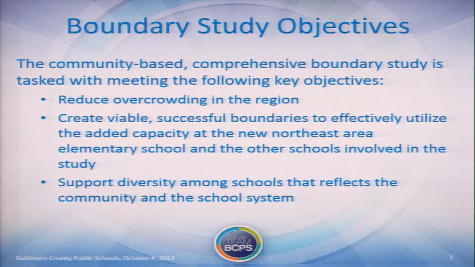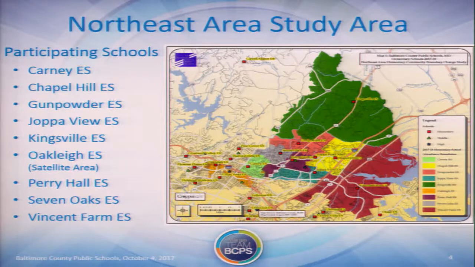So again, just wanted to review the overall objectives because they're very important. Our overall objectives on this process are to reduce overcrowding in the region and to create viable boundaries to effectively utilize the capacity in the new Northeast Area Elementary School and other schools involved in this study. And also to support the diversity among the schools that reflect the community and the school system in this area. As we said, we have stakeholders from all of these schools that are listed up here, and they're all involved in the decision-making in this process. And so it's expected that any of these schools could be impacted as a result of this study.